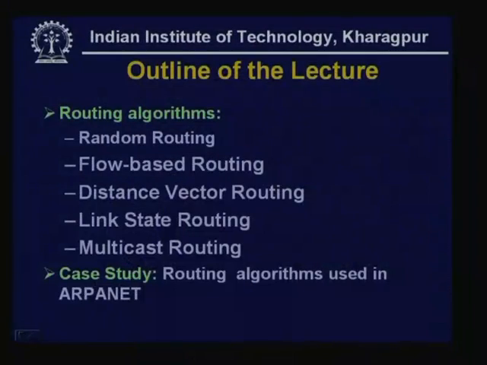So, in this lecture we shall continue our discussion on routing techniques, and here is the outline of today's lecture. We shall start with random routing, and then we shall consider flow based routing, which is again one kind of fixed or static routing technique. On the other hand, distance vector routing and link state routing, these two belong to the category of adaptive routing. We shall also discuss about multicast routing.